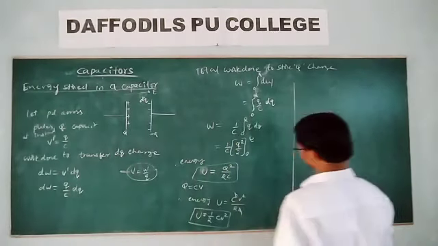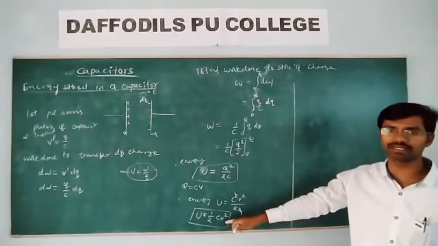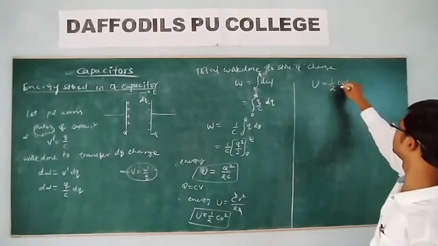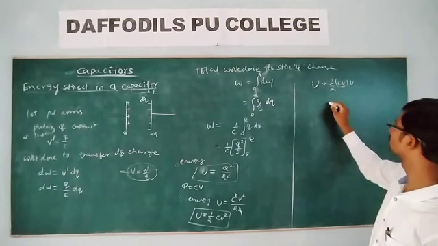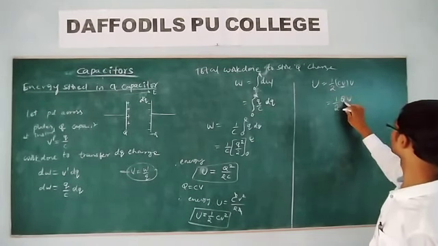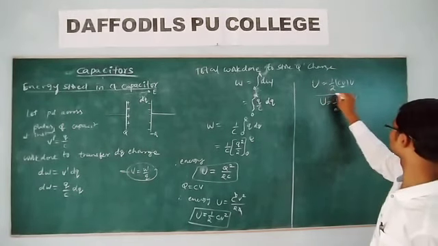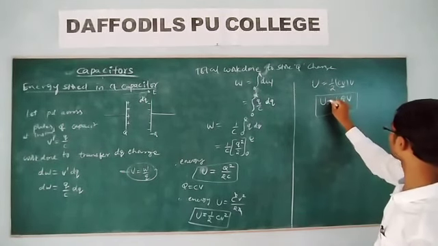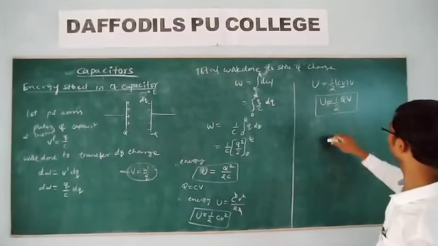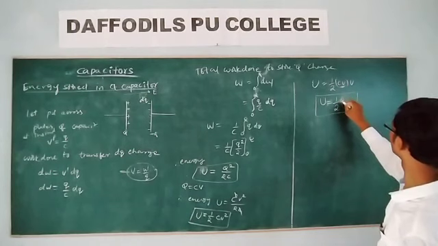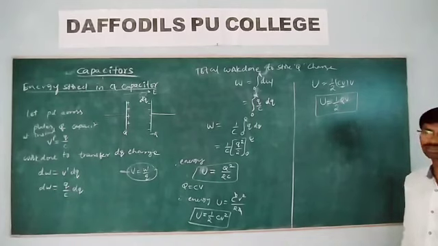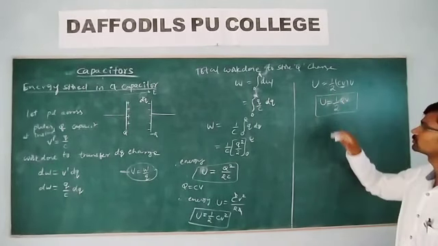Or even you can write half into CV squared. CV squared can be written as CV into V. Half into CV into V. CV is nothing but Q. So half into Q into V. So this is the energy stored in a capacitor. Energy stored in a capacitor: U is equal to half into Q V.